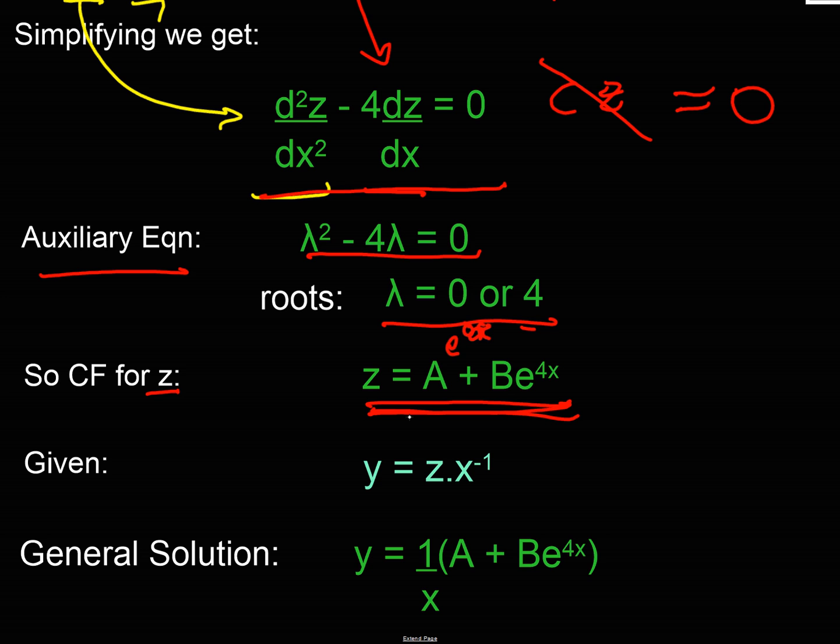Of course, I need to get back to y, so I use my substitution again. y equals z lots of x to the minus 1. And hey presto, here's my final solution. So I got a general solution, didn't I, for that using this method.